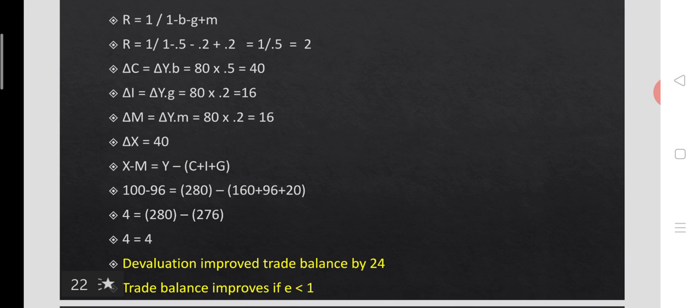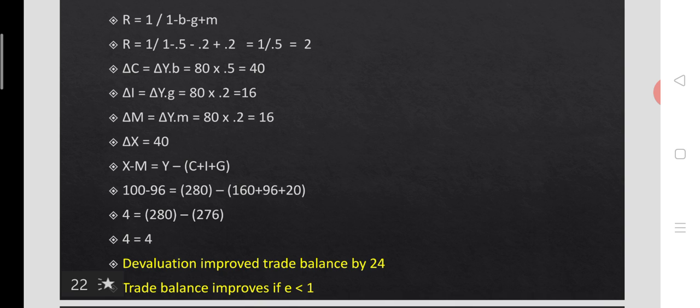As you all know, delta X is 40. Export after devaluation is increased by 40 million US dollars. Here look at the equation: X minus M, that is the trade balance, is equal to Y minus A, or Y minus C plus I plus G. And here the total export in this case is 100. It was previously 60, and devaluation has increased the export by 40 million US dollars.